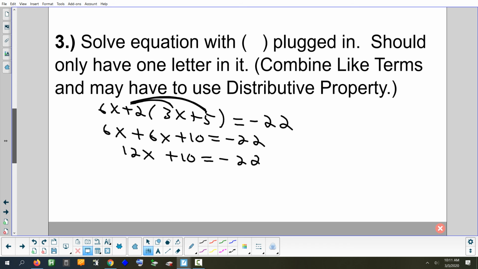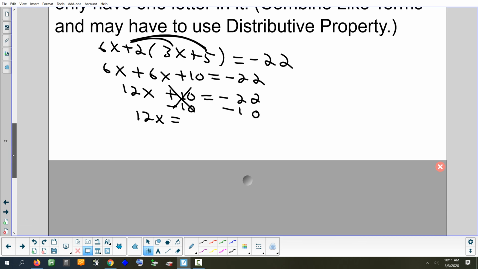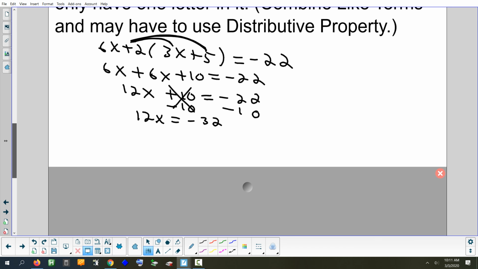All right. And what would be our next step to get x by itself? Subtract 10 from each side. Yep. We're going to subtract 10, and we're going to subtract 10. So now we have 12x. What's negative 22 minus 10? Negative 32. Yep. Negative 32. And what would be your last step? Divide by 12. Perfect. Divide by 12.